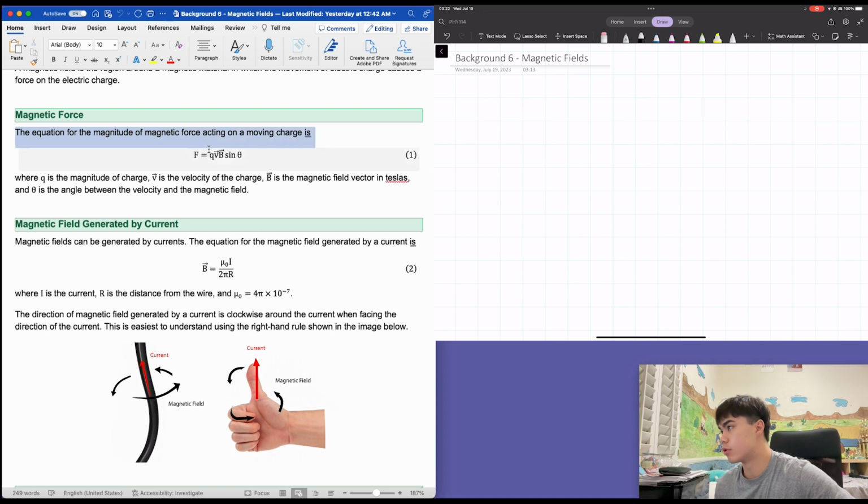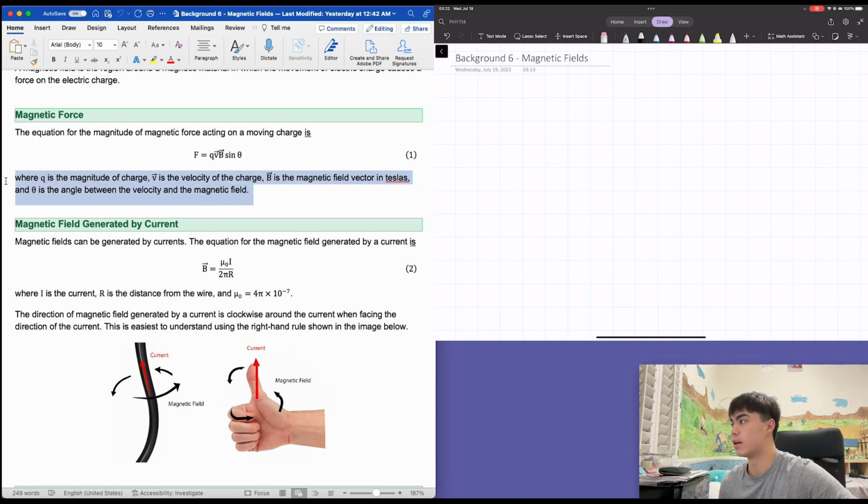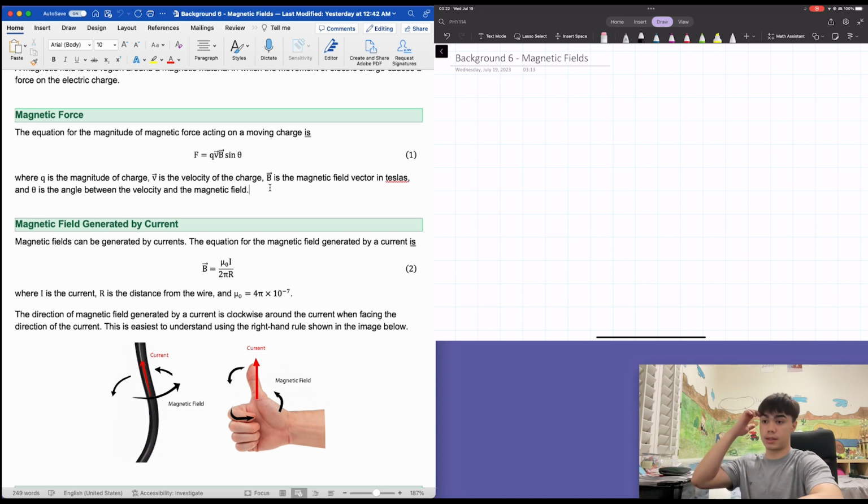So the magnetic force is given by F equals QVB sine theta, where theta is the angle between the velocity and the magnetic field, and the direction of this force is given by the right hand rule for the force, which isn't discussed in this PDF because I couldn't find a good picture that I liked. So I'll talk about it here though.